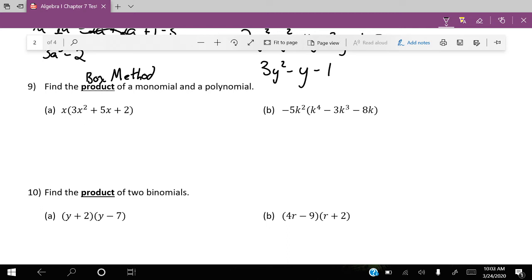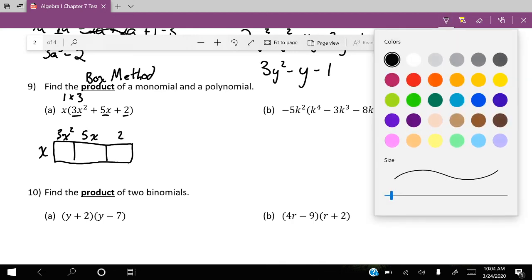If you notice, the monomial only has one term with x. The polynomial is 3x squared plus 5x plus 2. So this has 1, 2, 3 terms. So 1 by 3. So I'm going to make my box 1 by 3 here. And again, your box doesn't have to be super nice. Mine are always kind of weird. We're going to put the first polynomial on the side and the second polynomial on the top.